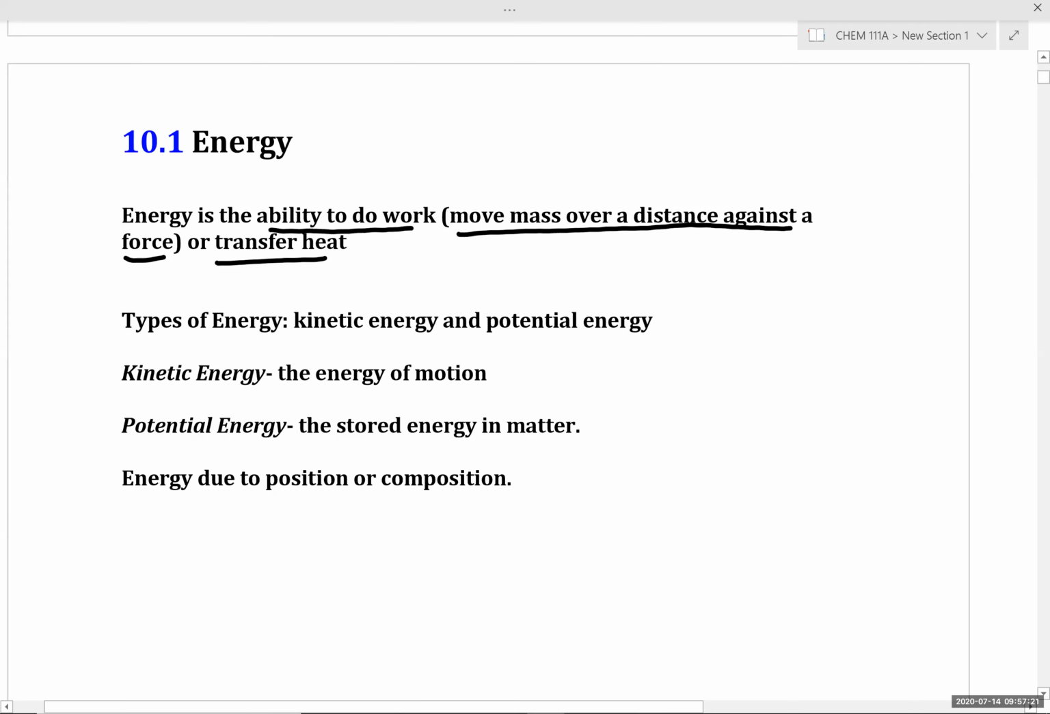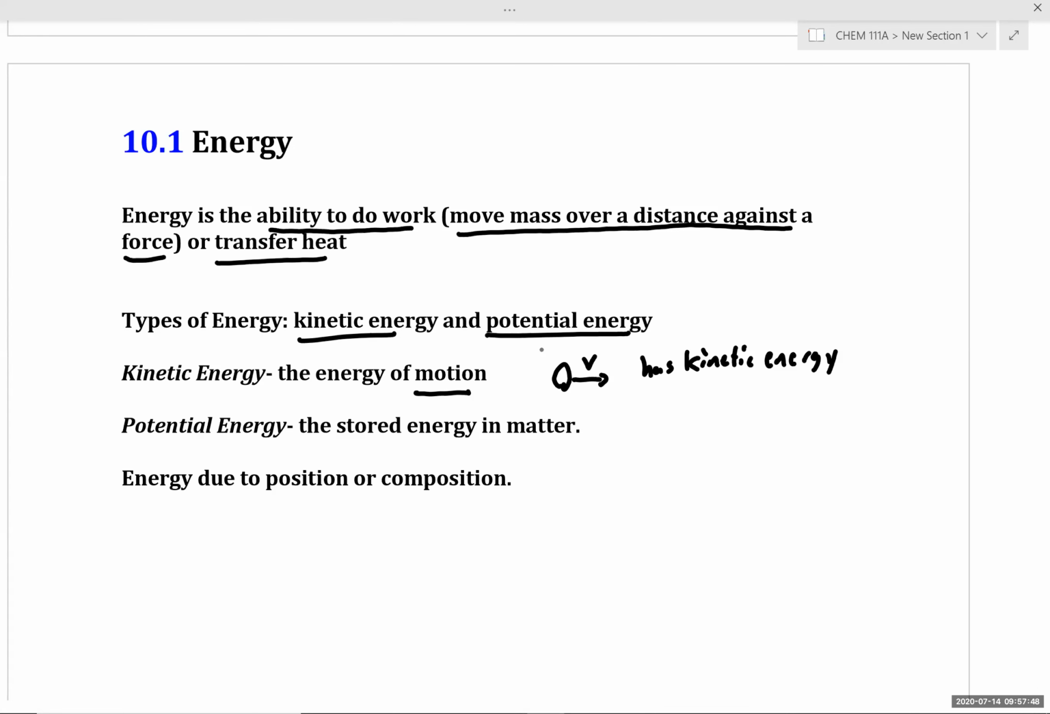So there are two types of energy, kinetic energy and potential energy. Kinetic energy can be thought of as the energy of motion. For example, an object moving with a velocity v has kinetic energy, based on, well, how big is this particle? What is its velocity? So essentially, how big is your object and how fast is it moving?